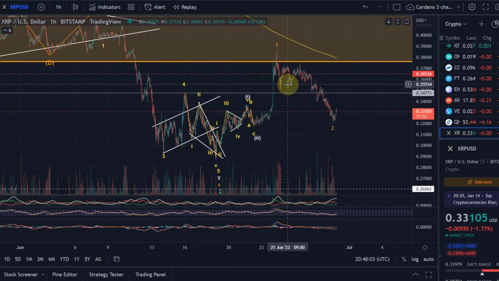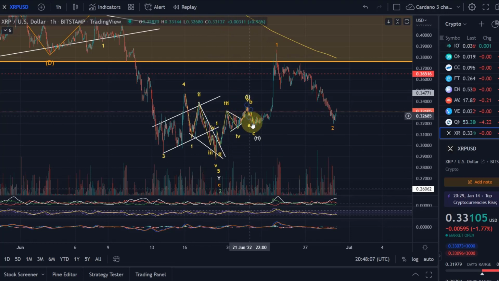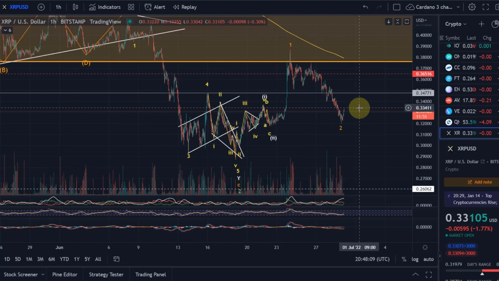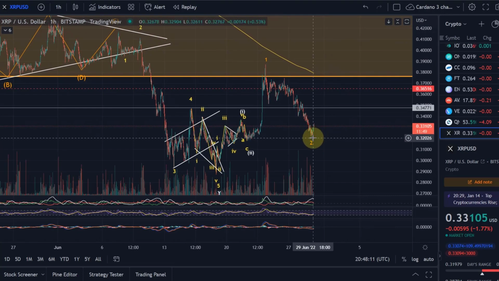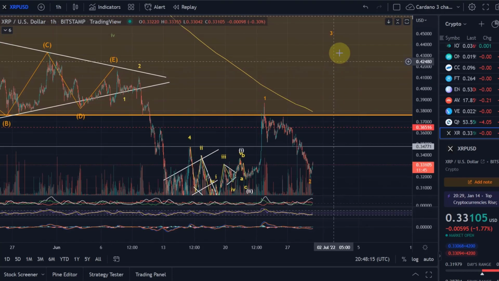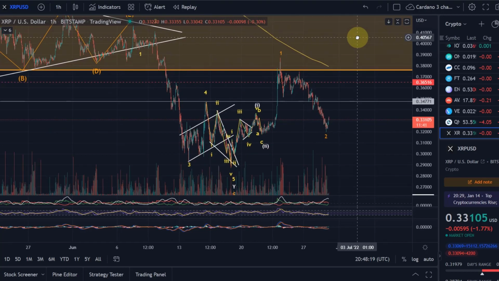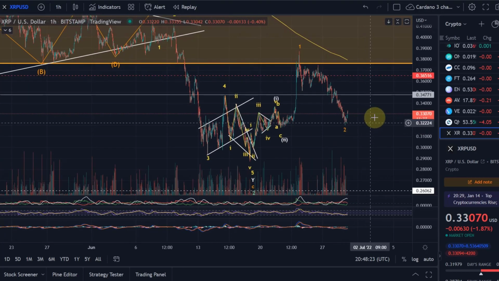What is then the alternative? Well, the bullish alternative would be that at the moment we can count this as a 1, 2, 1, 2, which would still be bullish. It would mean that here now we would need to start, and we would need to see a wave 3 that goes all the way up to around about 40, 45 cents. However, I'm not a great fan of this scenario. I'm telling you that straight away.